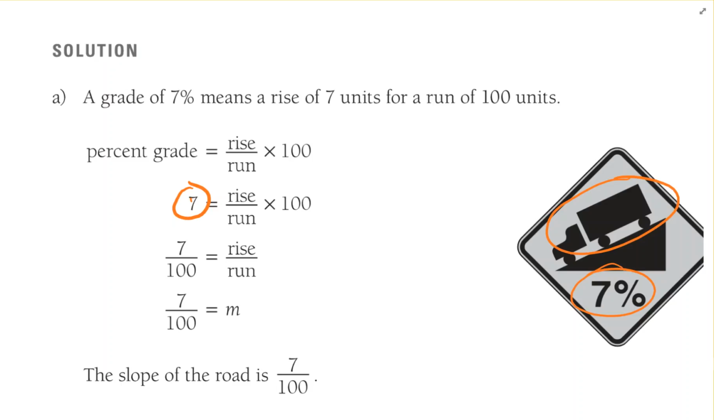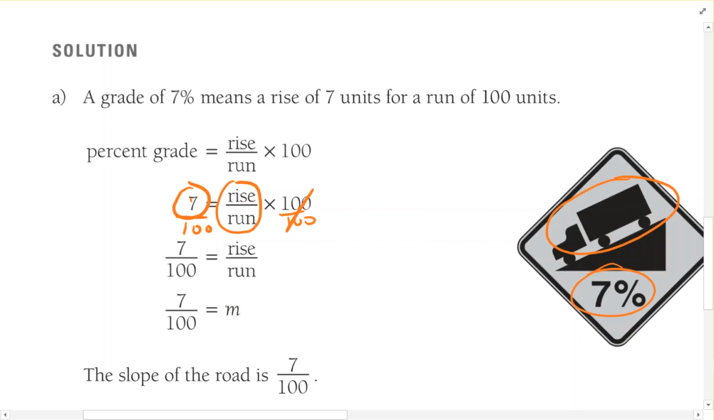And then if I want to get rise over run on its own, because that's what slope is, I could just divide both sides by 100. So divide by 100, divide by 100. And now I've got rise over run is equal to 7 over 100, or m is equal to 7 over 100. Slope is equal to 7 over 100.